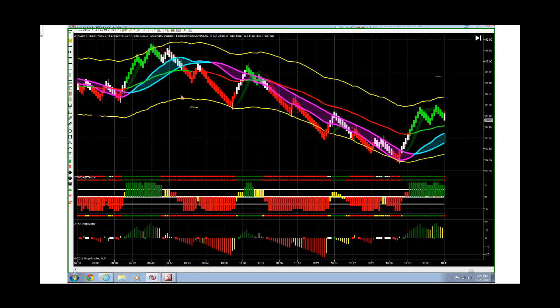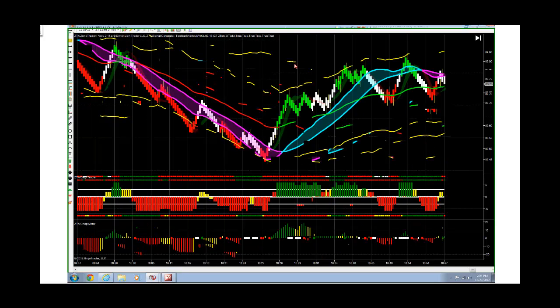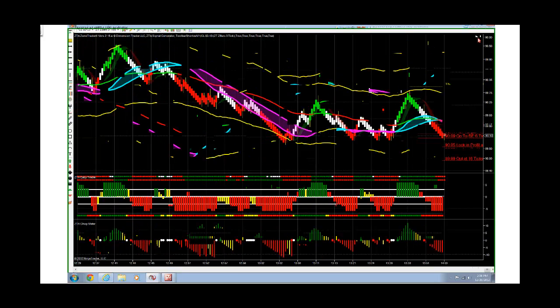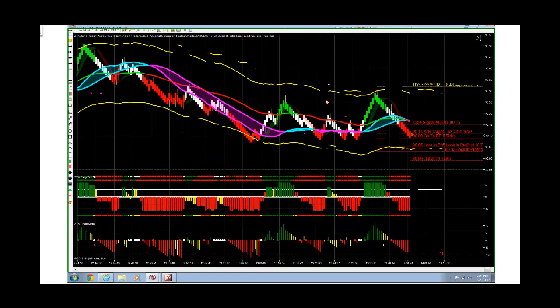I'm not cherry picking the charts, folks. I'm just going back and forth here, starting at the beginning of the market and looking back. And so that is the crude oil chart.